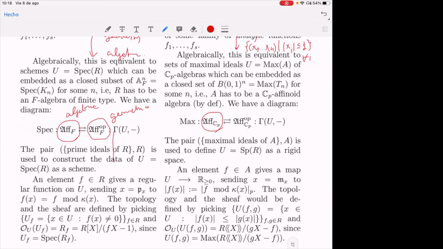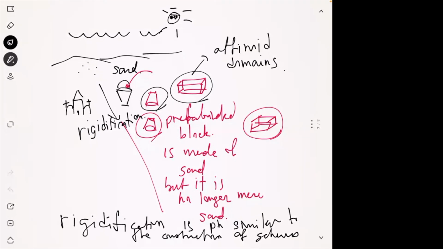And you can do geometry just by taking the opposite category. And the change between the two worlds is taking, instead of all the prime ideals, just the maximal ideals. The return to the algebraic world is just taking global sections. And here is the same, right? So just let me tell you what is an affinoid algebra.